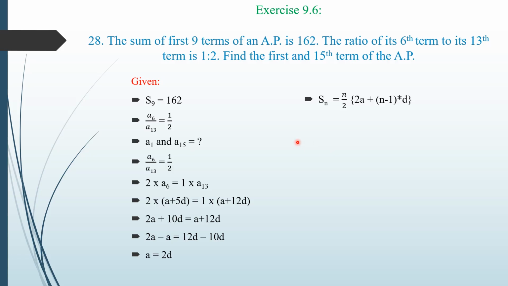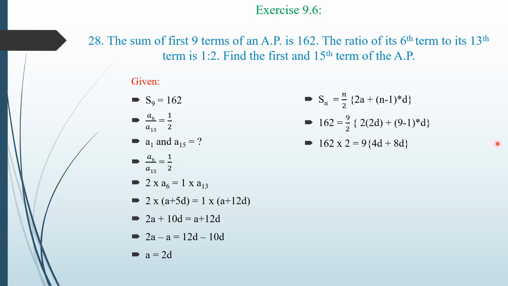Further, we know that sum of n terms of an AP is given by Sn equal to n by 2 into 2a plus n minus 1 into d. Substituting all the available values in this equation, we arrive at expression like this, that is Sn equal to 162. This value I am substituting here, that is for n equal to 9. Therefore n will be 9 here. 2 I'll keep as it is. In place of A, I'll substitute 2D, which we just calculated, plus n minus 1. In place of n, again I'll put 9 here, and D I'll keep it as it is.